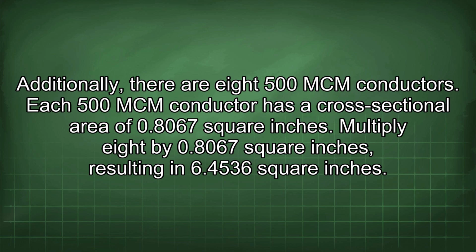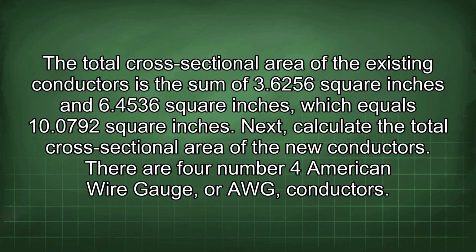Additionally, there are 8 500 mcm conductors. Each 500 mcm conductor has a cross-sectional area of 0.8067 square inches. Multiply 8 by 0.8067 square inches, resulting in 6.4536 square inches. The total cross-sectional area of the existing conductors is the sum of 3.6256 square inches and 6.4536 square inches, which equals 10.792 square inches.